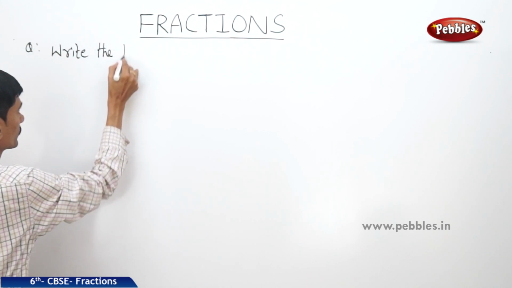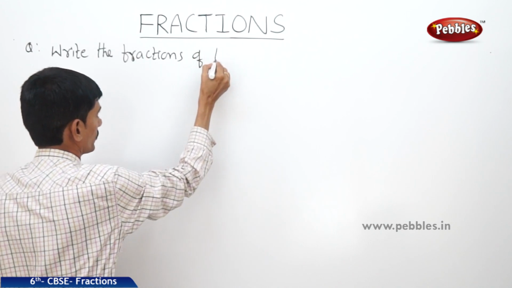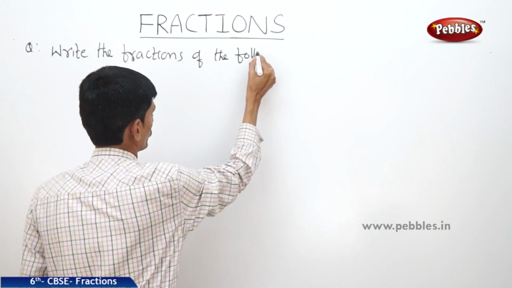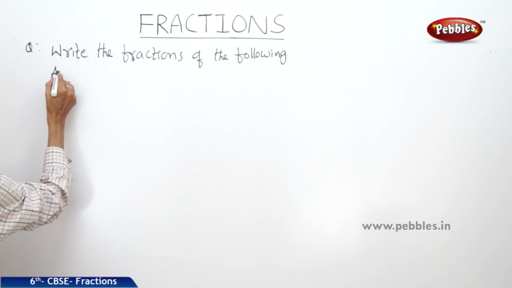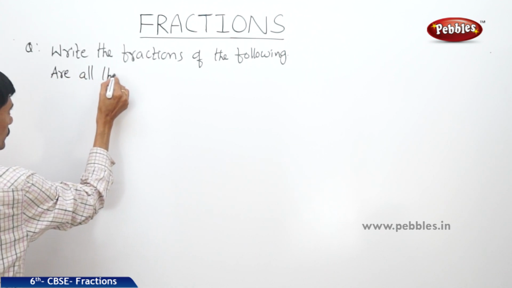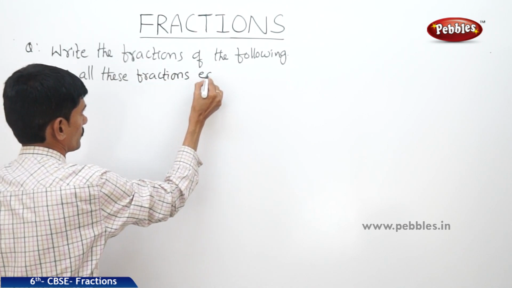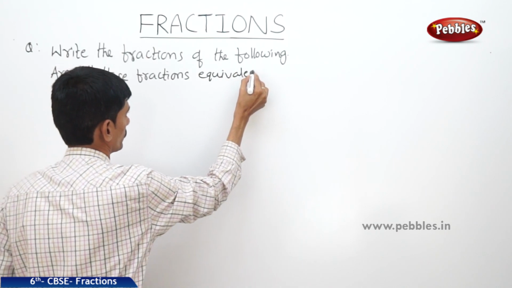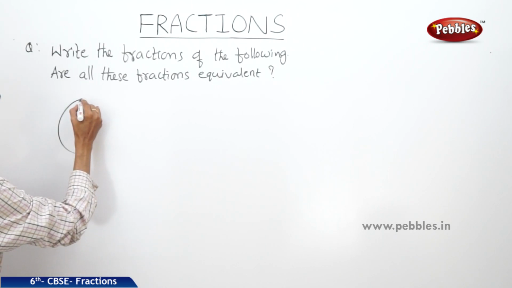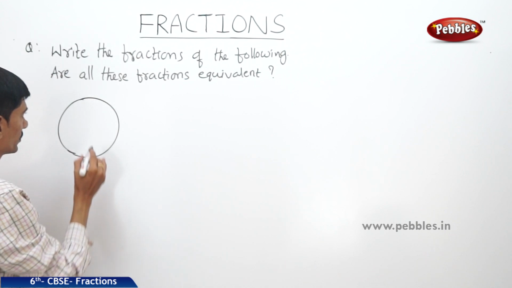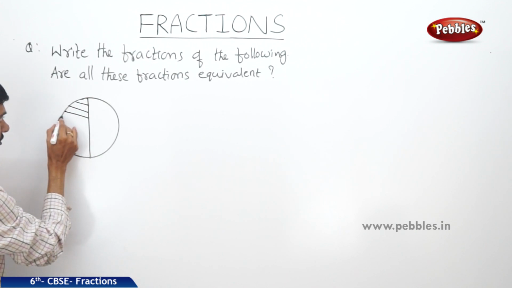Write the fractions of the following. Are all these fractions equivalent? Now in this, the first figure, in this circle, there are two halves and one half is shaded.